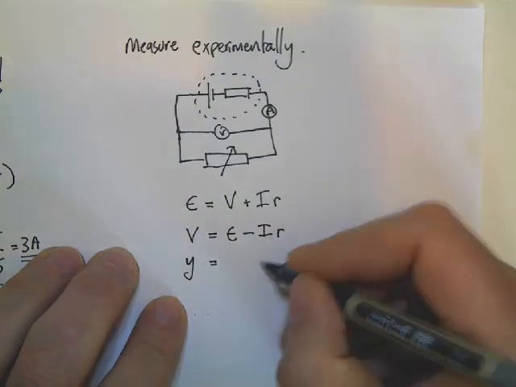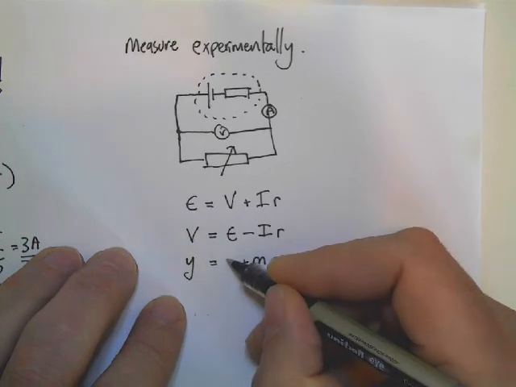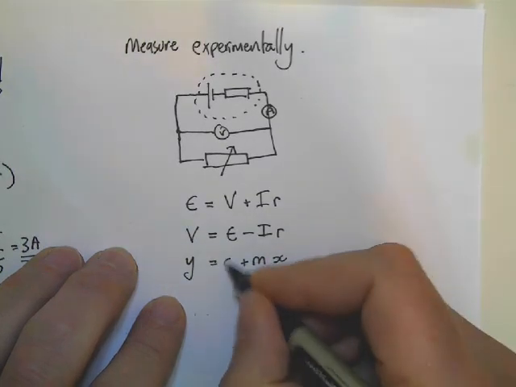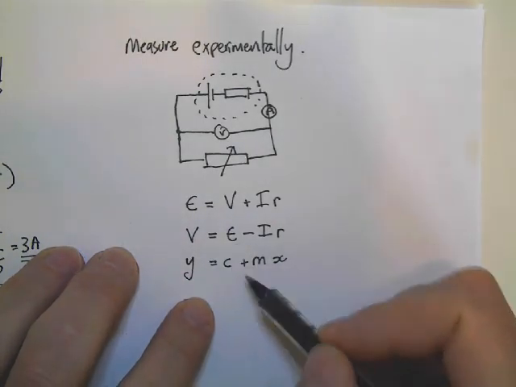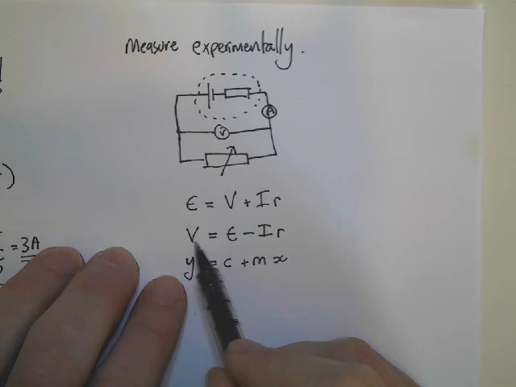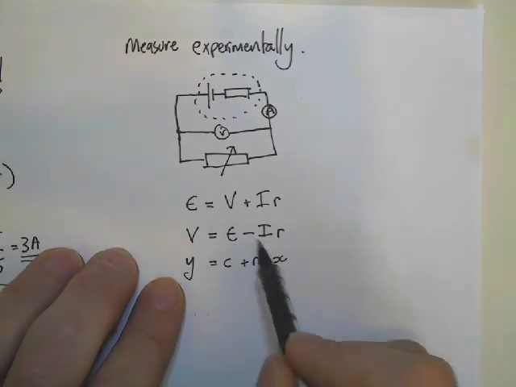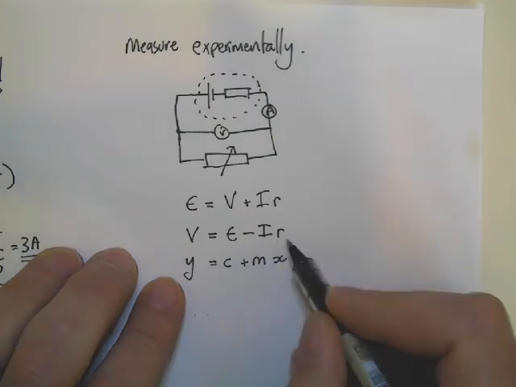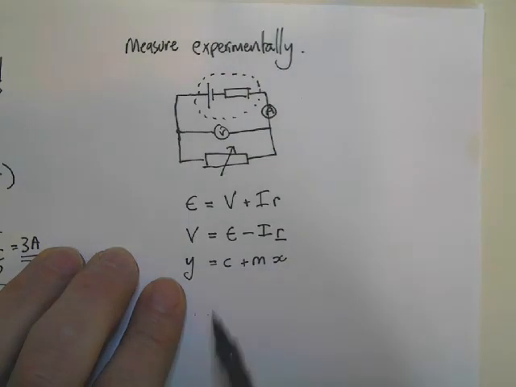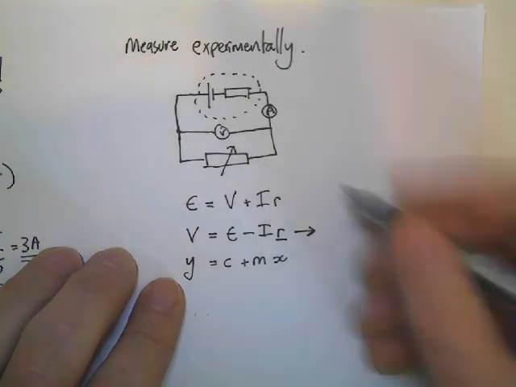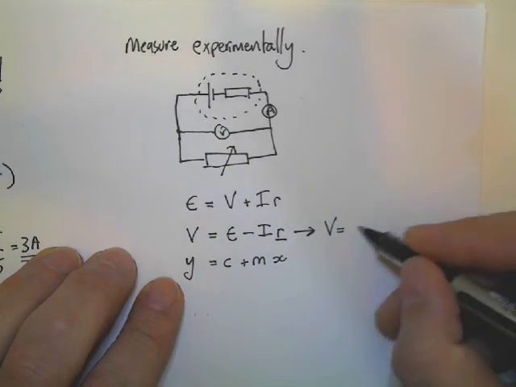Now if you compare that with y equals mx plus c, it's the equation of a straight line, which means that if we plot a graph of potential difference against current, the intercept will be the EMF, and the gradient, our gradient will be minus r. I really could have written that a little bit better.